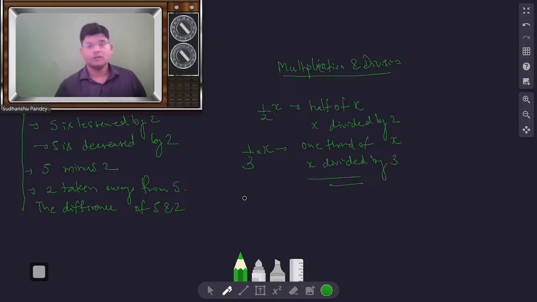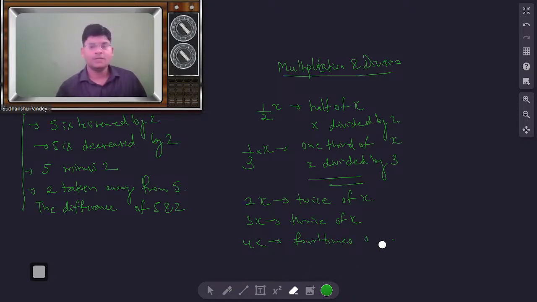Anybody having any doubt? No, sir. No doubt. So we can write 2x as twice of x. 3x means thrice of x. 4x means then we use 4 times. Then the word times comes.